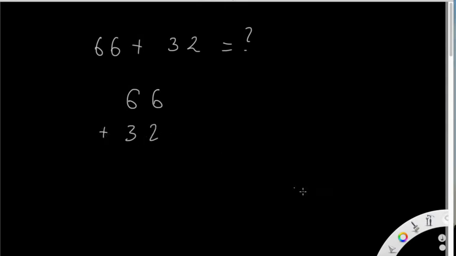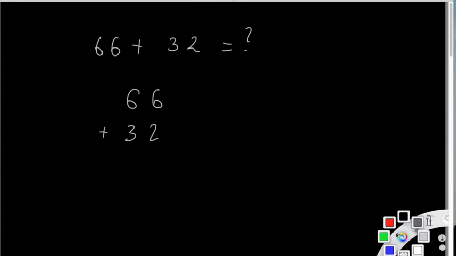Alright students, we have another math problem. For example, 66 plus 32 equals question mark. Okay? We're gonna do the same. We put it vertically.